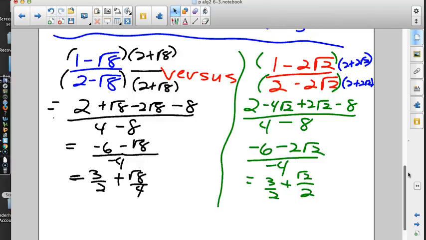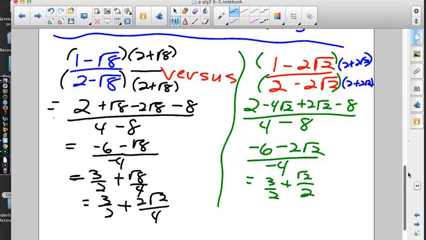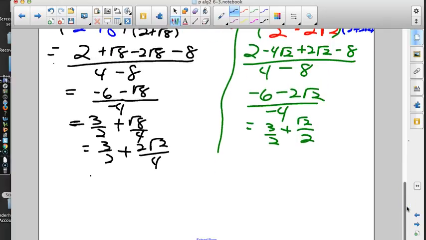Is that the same answer? Which one was not quite done? The first one. Why isn't the first one quite done? Square root of 8 can be simplified, right? Square root of 8 can be simplified. Square root of 4 and square root of 2. So 2 square roots of 2. And then, of course, the 2 and the 4 can be reduced again.